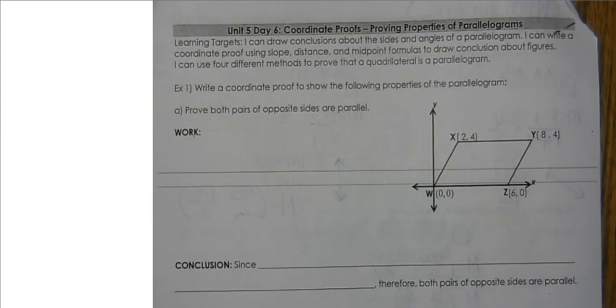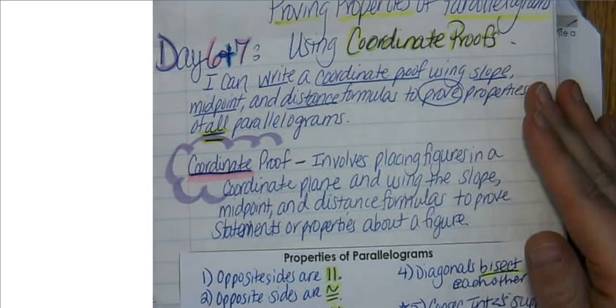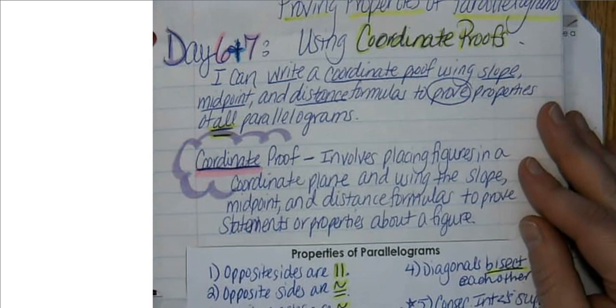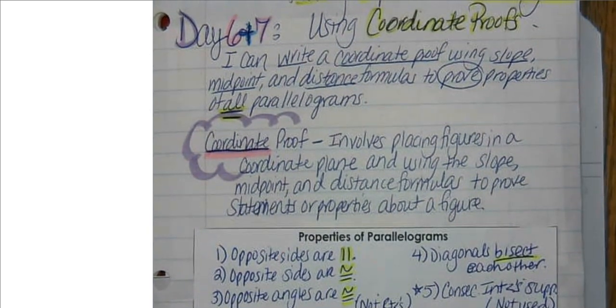Hi everyone, for today's lesson, we are going to prove properties of parallelograms. Before we get started, please make sure that you have already completed the vocab video lesson where we discuss coordinate proofs. And a coordinate proof is where you take a figure and you put it on a coordinate plane, and I tell you what that figure is. So I might tell you that it's a parallelogram, a rectangle, a rhombus, or a square. And I'm going to ask you to prove a property of that figure.